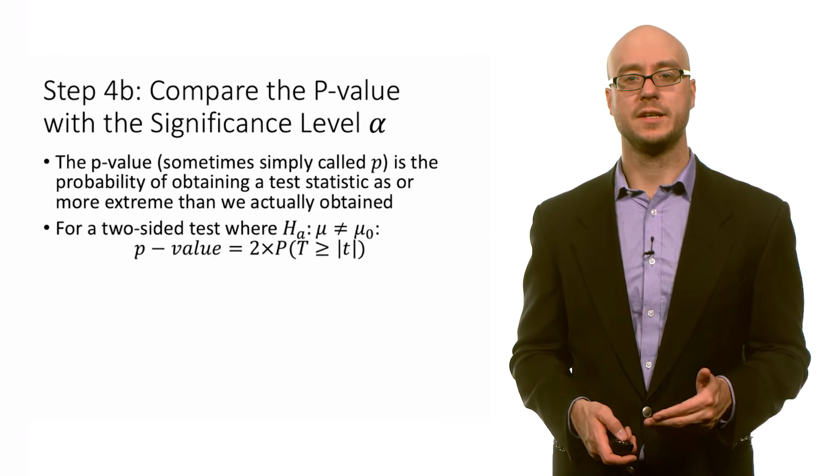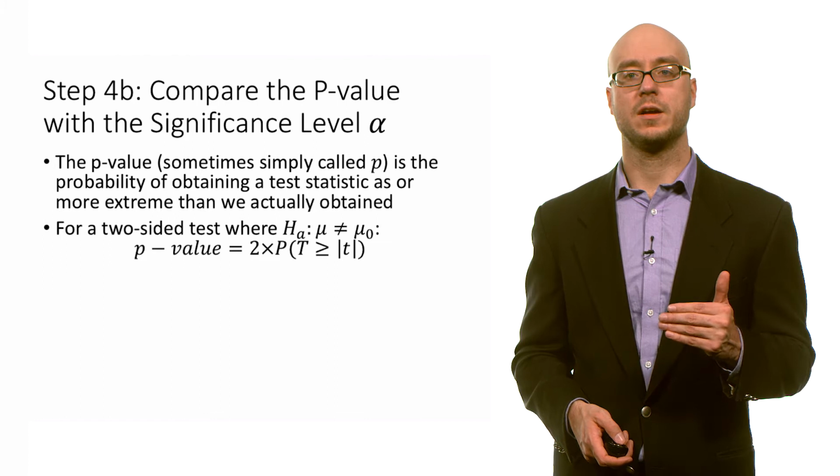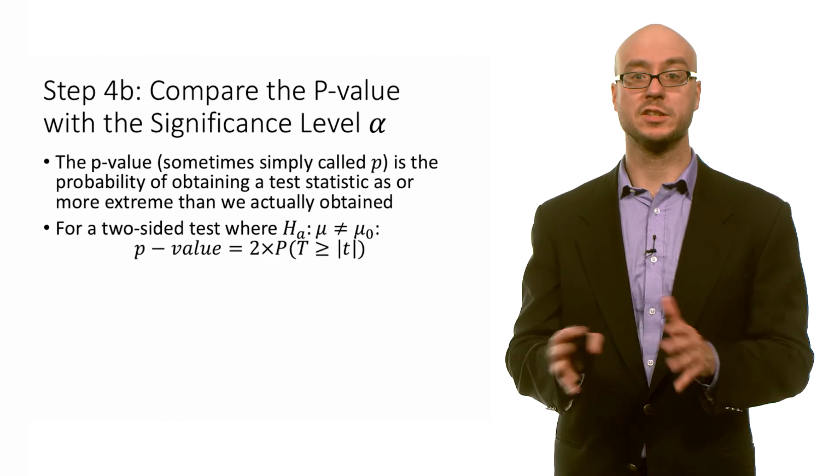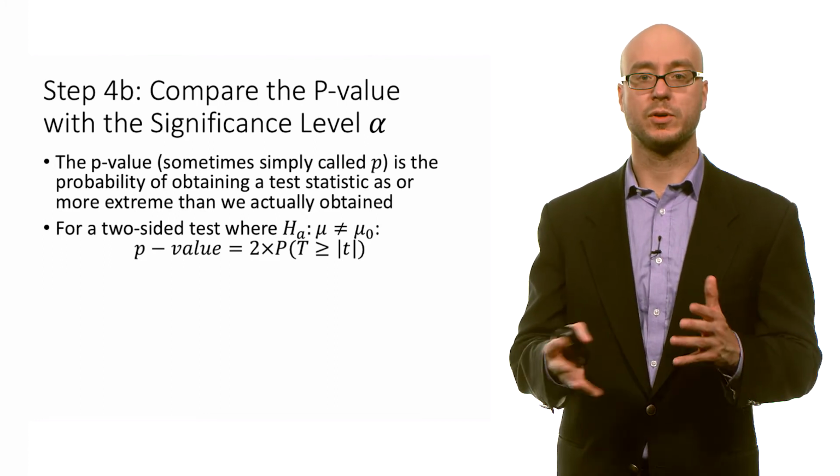So for a two-sided test, where the alternative is that the population mean doesn't equal the claimed value, you're pretty much agnostic whether it's going to be above or below. The p-value is just the probability of obtaining a test statistic greater than or equal to, in absolute value, the one we obtained, multiplied by 2.